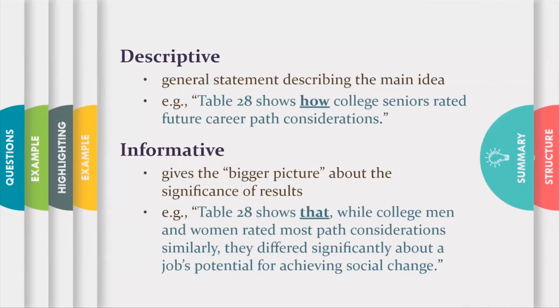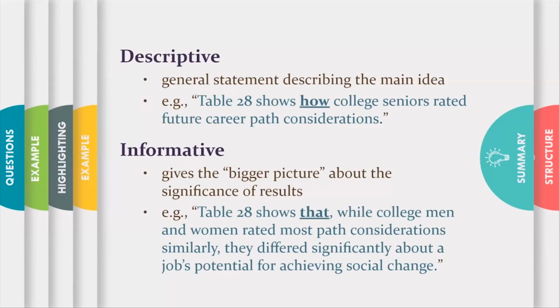So a summary statement could be of two kinds, and you can see the differences on the screen. If it's descriptive, you're giving a general idea in the summary statement in the beginning. For example, table 28 shows how. So we use either a how or that clause structure, right? Grammatically. How college seniors rated future career path considerations. That's a descriptive general idea.